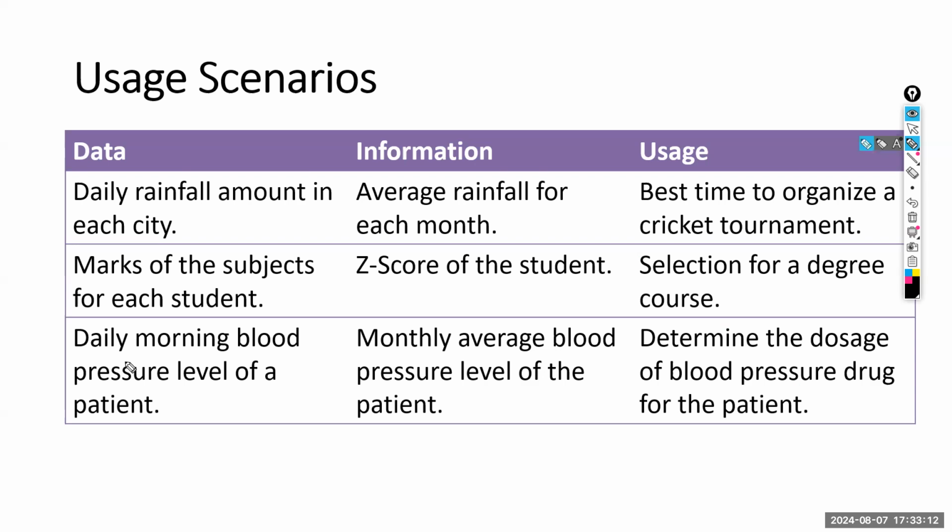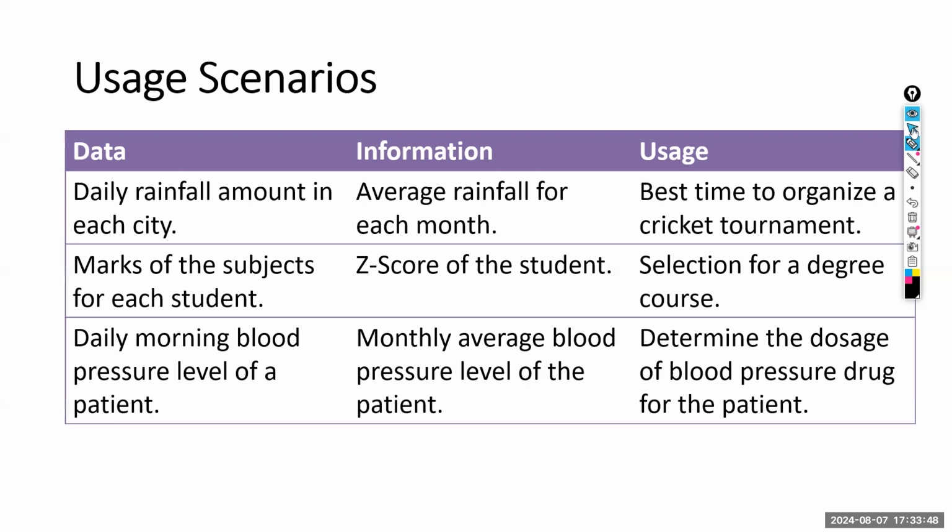Daily morning blood pressure level of a patient, data. Maybe monthly average, because the doctor will look at the monthly average to decide whether to increase or decrease the medication, because he or she can't take that decision by looking at just one day's readings, because blood pressure keeps changing. So the doctor will say, take your blood pressure values each day and show it to me. So then the doctor can take that decision.